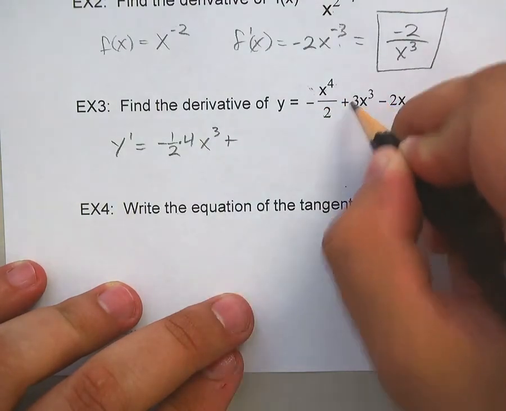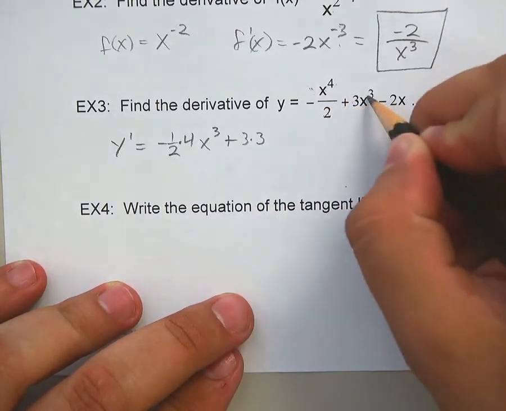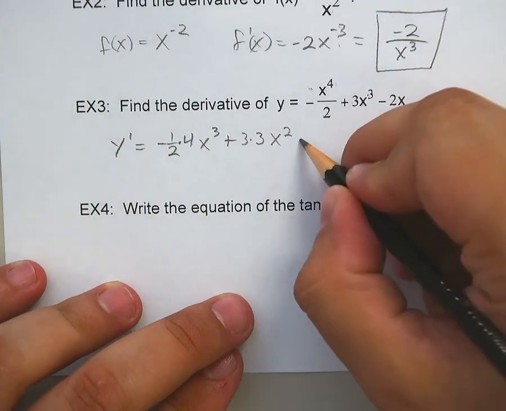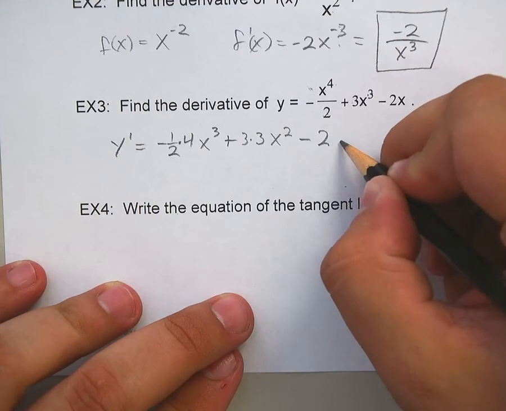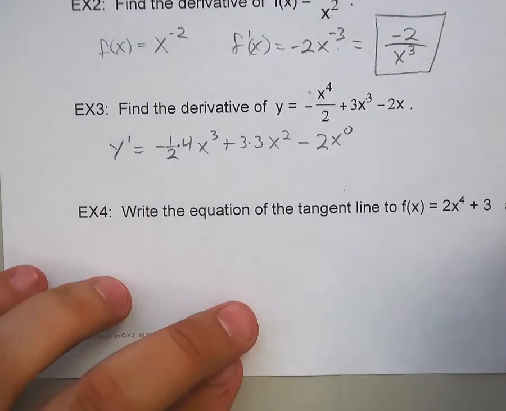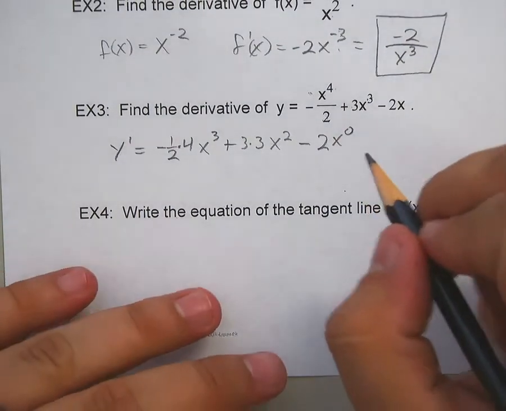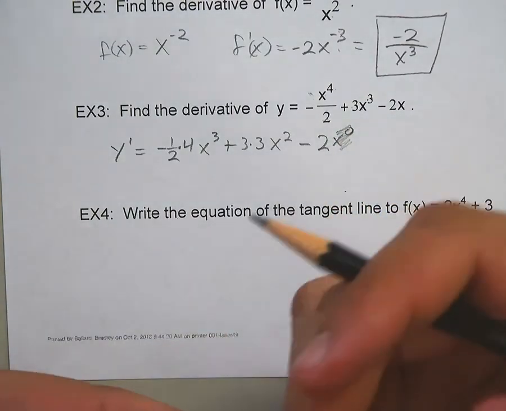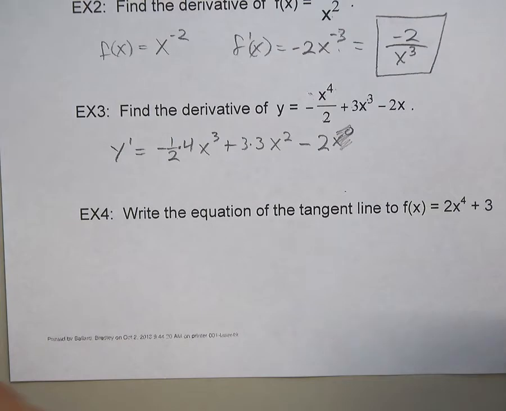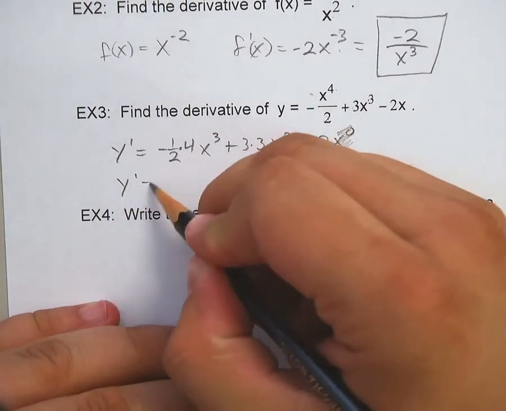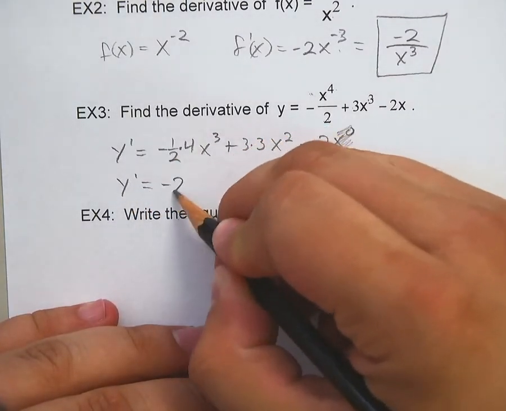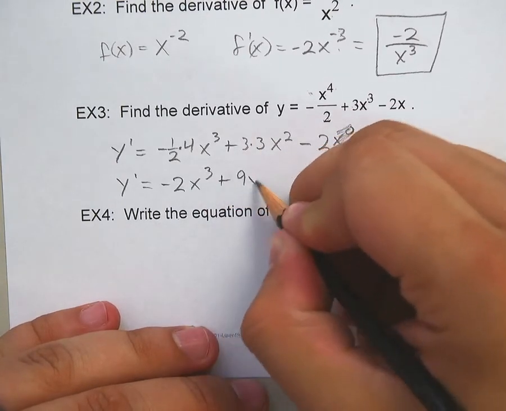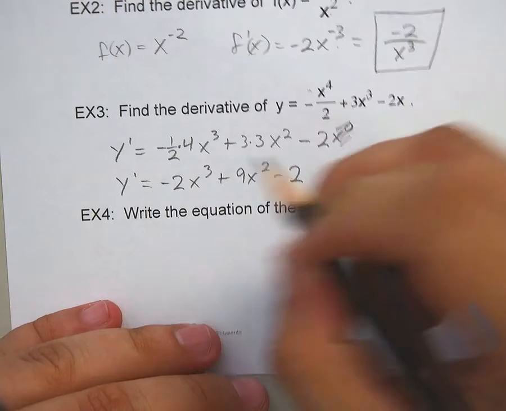Plus 3 times 3, x to the 2nd, take 1 away, minus 2, x to the 0. Now, you'll learn eventually you don't have to write this because it's just 1. I'm only doing it this time because it's nicer. Y prime is, this will be negative 2, x to the 3rd, plus 9x squared, minus 2.